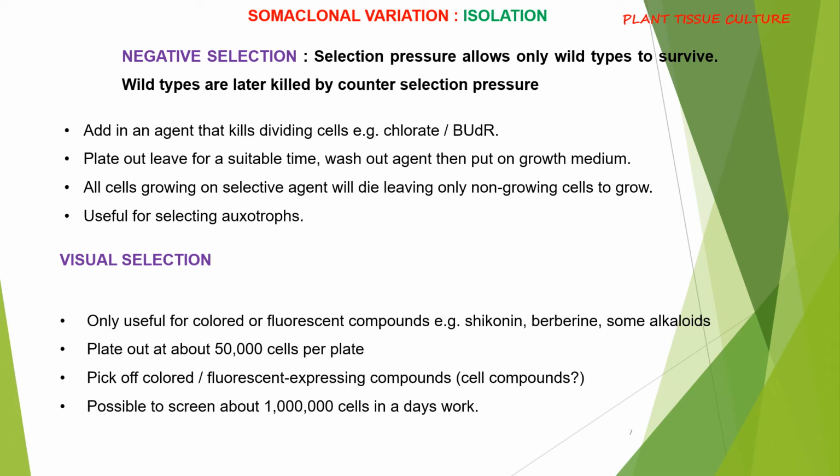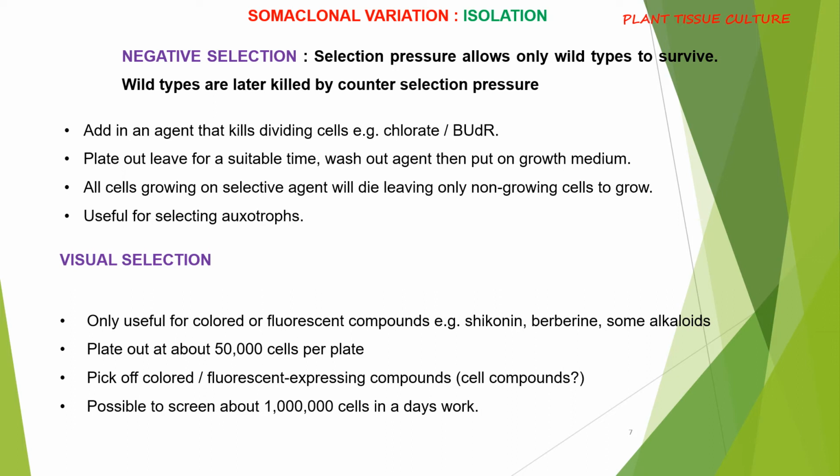In this method of screening, the cells are first grown in a mutagen for a standardized period of time. This is then replaced by normal nutrient growing media. This leads to elimination of the dividing cells while non-growing cells survive. This method is useful in selecting auxotrophs.